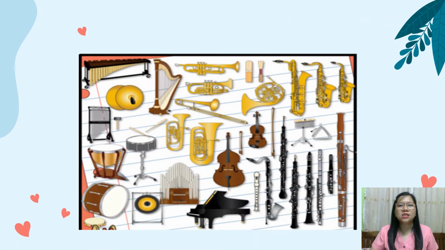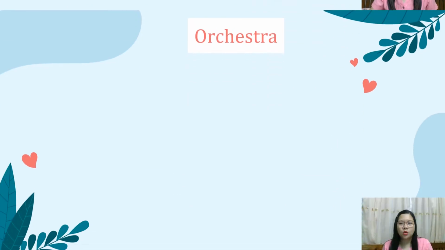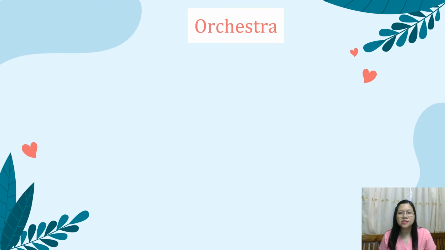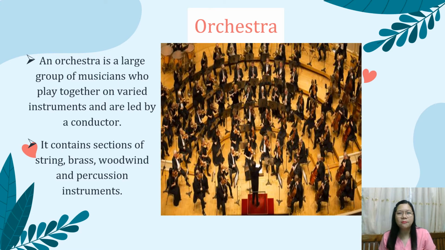Class, look at these pictures. What comes to your mind when you see these pictures? Yes, they are the instruments used in orchestra. What is an orchestra? An orchestra is a large group of musicians who play together on varied instruments and are led by a conductor. It contains sections of string, brass, woodwind, and percussion instruments. Here is the example.